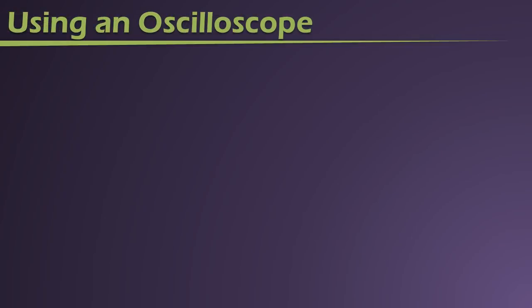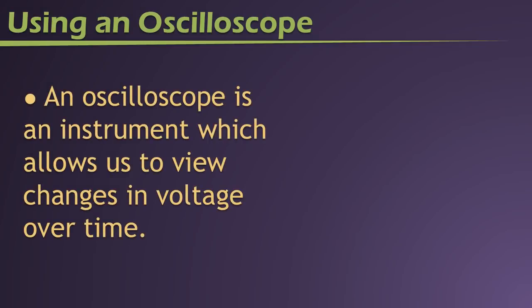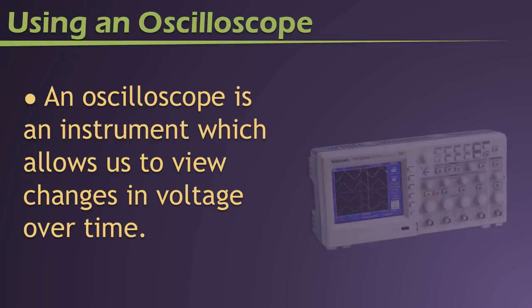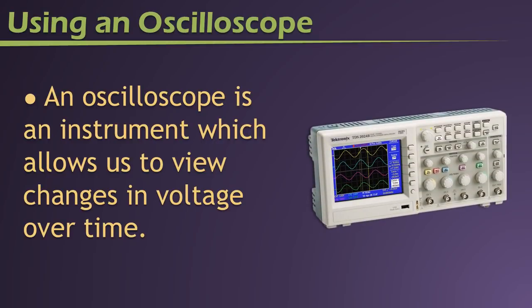To help illustrate some of the concepts involved in power supply design, I'm going to be using some graphics that mimic what you would see if you were to use a piece of test equipment called an oscilloscope. And an oscilloscope is an instrument which allows you to view changes in voltage over time. And that's what one looks like in actuality. We're not going to be using a real oscilloscope today, but we'll be using some graphics that look like the screen on an oscilloscope.